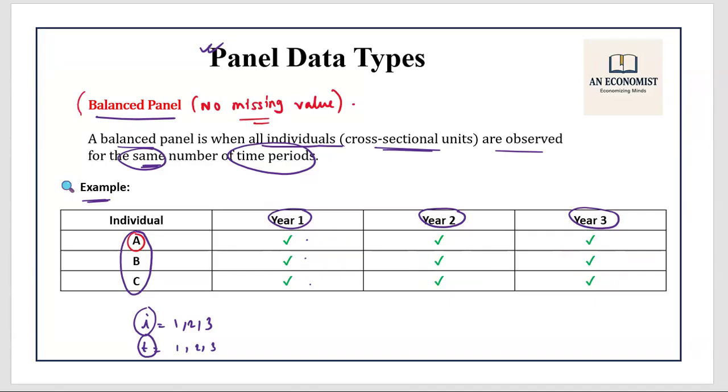If this is the scenario, then you will call this a balanced panel. Balanced means in the length and in the breadth, your panel is balanced. That is, there does not exist any kind of missing data. So all the values that you want are present to you, and also the number of cross-sectional units is exactly equal to the number of time periods that you are taking under consideration. So the exact opposite thing will be unbalanced panel.